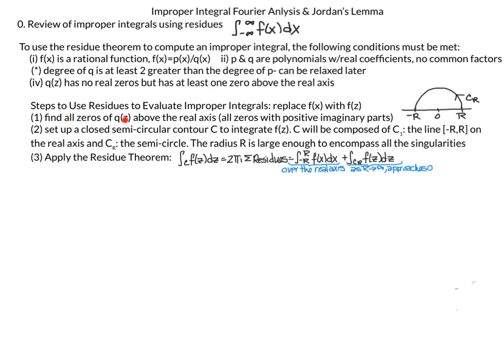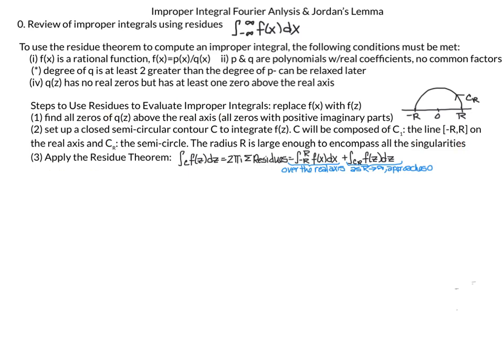Then we can find all zeros of q of z, that is the singularities of f of z, and we are looking for the singularities above the real axis, with zeros with positive imaginary parts. Then we set up a closed semicircular contour C, which is composed of two parts. It's composed of C1, the line from negative r to r on the real axis. So here we're integrating along the real axis, and also the semicircle C sub r, which goes up into the complex plane. The radius r for C sub r is large enough to encompass all the singularities, so those are the zeros of q of z.